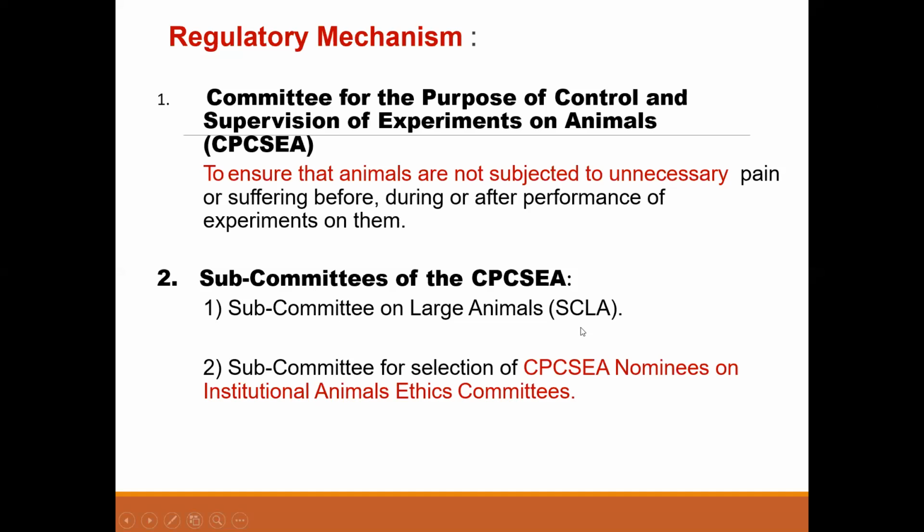There is a subcommittee on large animals. Large animals may be monkeys or dogs, right? So that is the particular committee which is used. If I use large animals, I can take the guidelines and permission from this subcommittee of CPCSEA. Then there is the subcommittee on selection of CPCSEA nominees of IAEC committees. This subcommittee decides who is a member of the IAEC committee in the colleges, right? So such guidelines are provided by that subcommittee, and it can select the nominees of the IAEC committee.